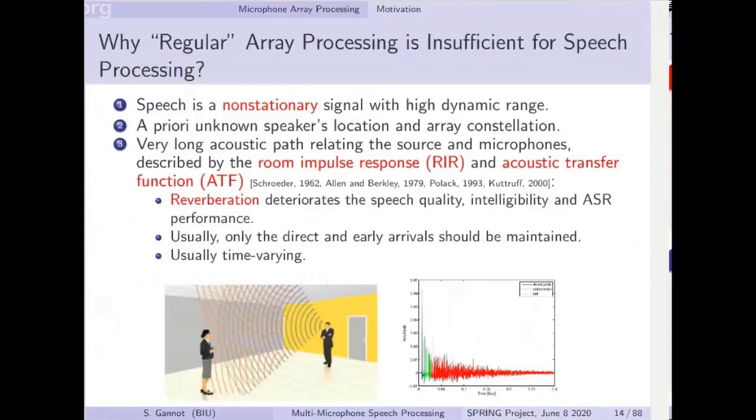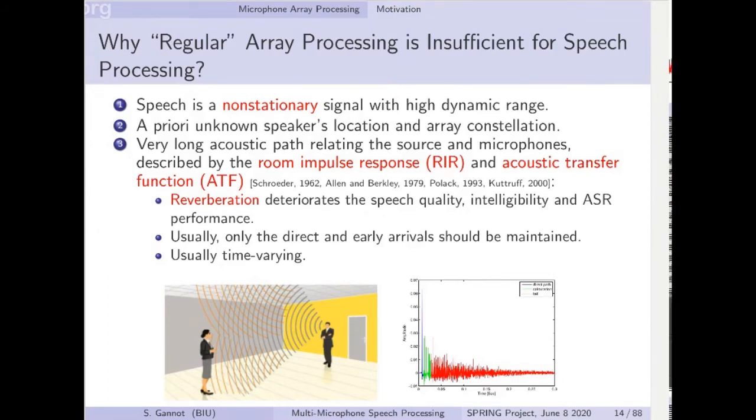Now I would like to discuss what I would say is an important topic: what are the differences between array processing in general, array processing in the free-field communication arena, and array processing in speech applications. So first of all, in speech applications, we have very long multipath. So we have a very long impulse response. We usually call it the room impulse response, or in the frequency domain, the acoustic transfer function, that relates the speakers and the ears of the microphones.